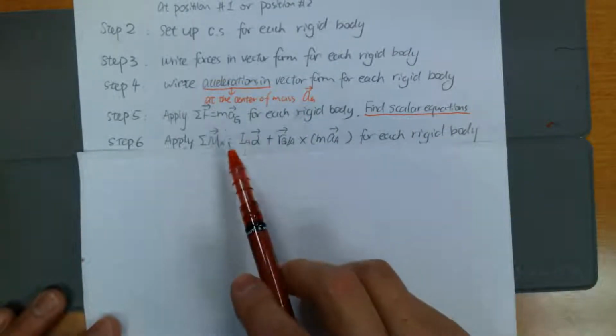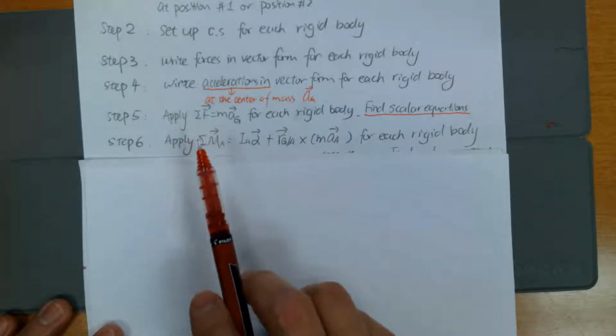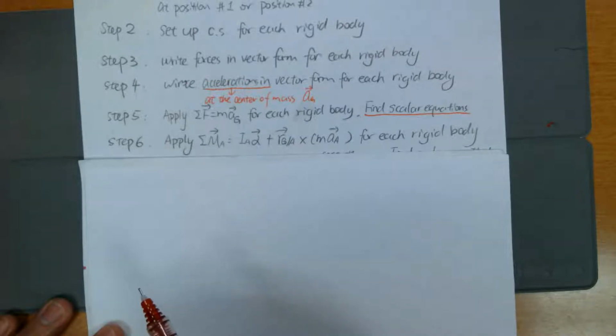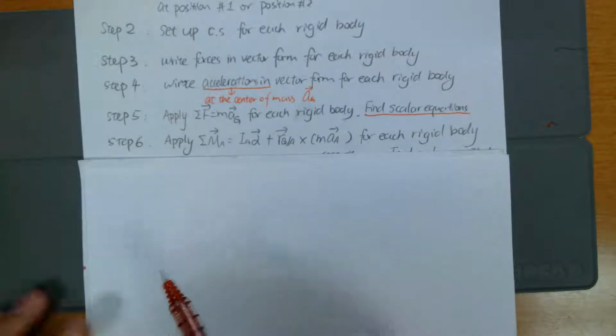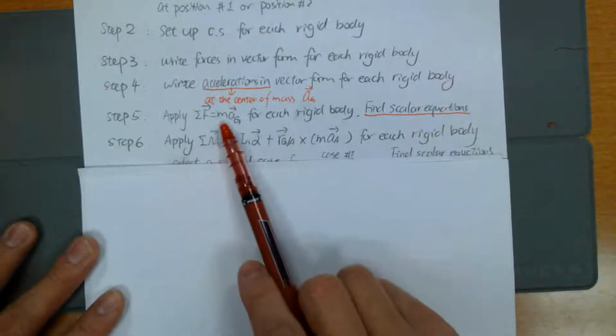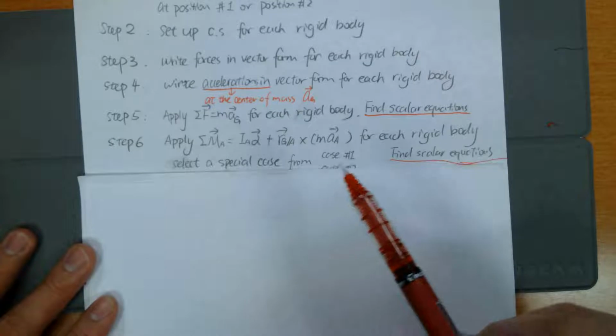Something to pay attention to is you will need to apply Newton's law and Euler's equation to each rigid body separately. Please do not sum all of them together in one equation. You're going to have a hard time doing that. Make sure you apply those two equations to each rigid body separately.